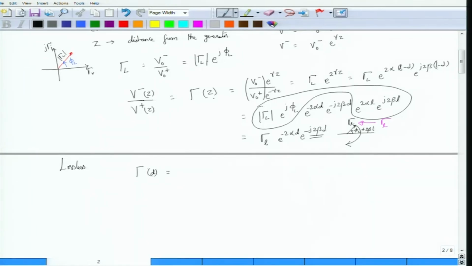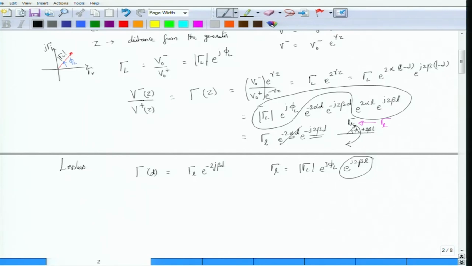Because this z dependence has been replaced by d dependence, because we replaced z equal to l minus d. So if you write it like this, what you will see is that gamma of d is equal to gamma l, and alpha is 0, therefore this term will be equal to 1. So you have e to the power minus j2 beta d, but what is gamma l? Gamma l is nothing but the gamma L magnitude times e to the power j phi L itself, because if you are looking for this one, then alpha is equal to 0, so there is actually e power j2 beta l. But this e power j2 beta l is essentially a constant phase that does not really matter to us.